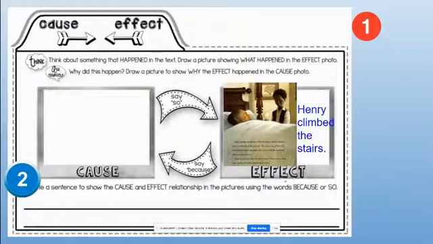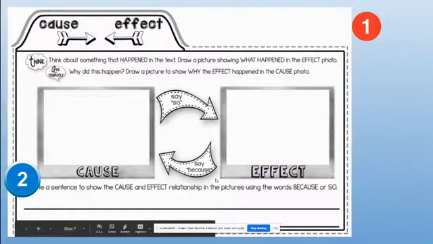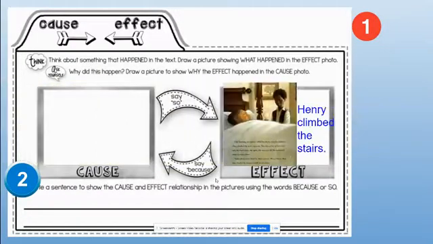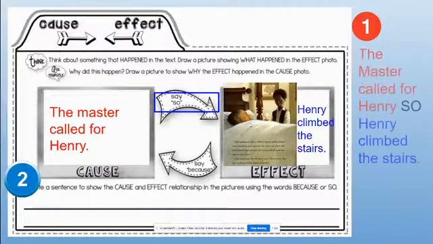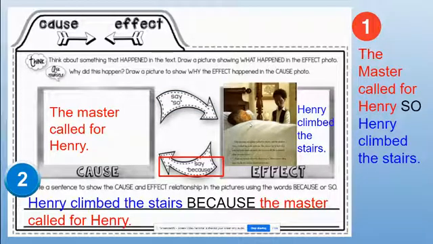All right, what happened? The effect was Henry climbed the stairs. Now I can use this word down here to go backward. I can say because, well, Henry climbed the stairs because, do you remember why he went up there? The master called for Henry. So one way I could write this, I could say Henry climbed the stairs because the master called for Henry. But I could also think of it the other way and start here with the red words, the cause, and say the master called for Henry, so Henry climbed the stairs. Either way would be correct.